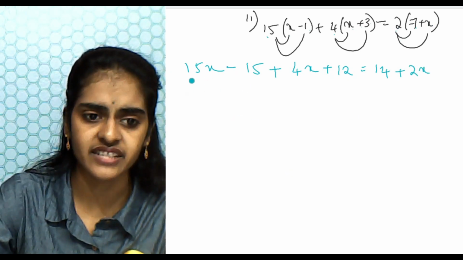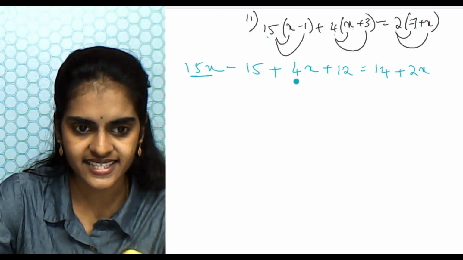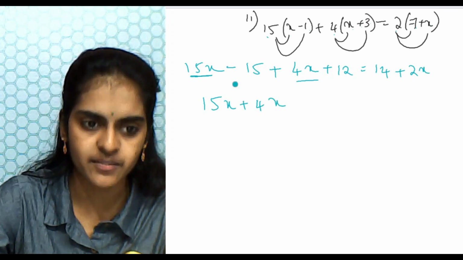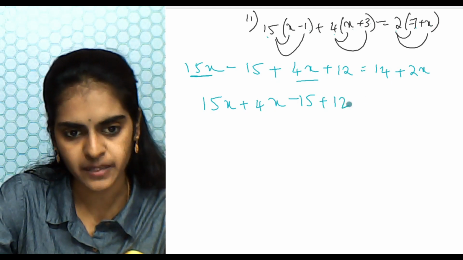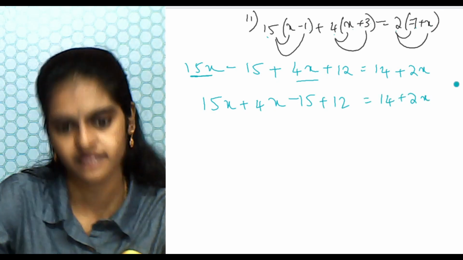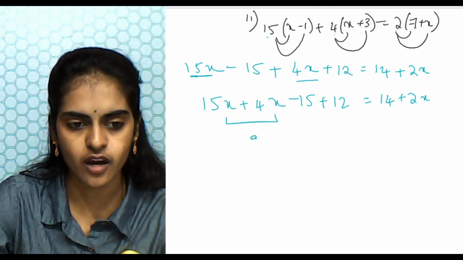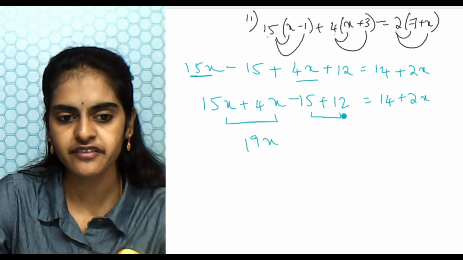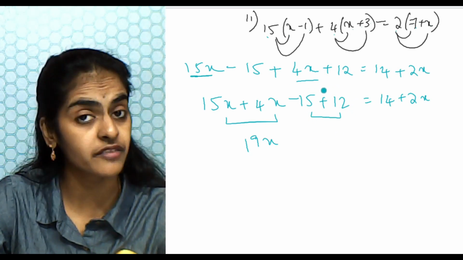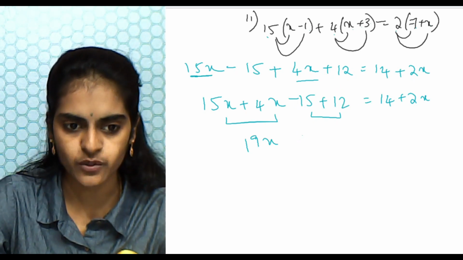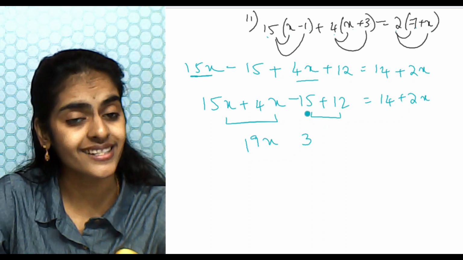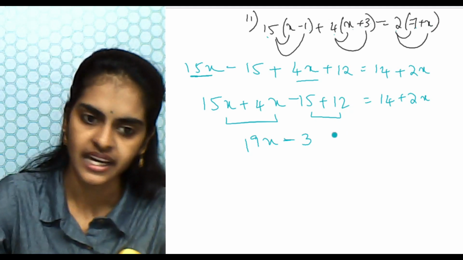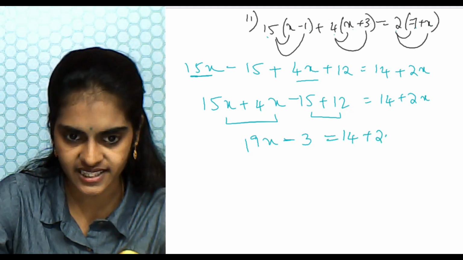Clear? So now you see, firstly let us solve this side. So the x terms are two. Okay, let me bring them to one side. 15x plus 4x. Okay, this minus 15 I'll write it here now. And you have plus 12 is equal to 14 plus 2x. Okay, now 15 plus 4 is how much? 19x. Okay, minus 15 plus 12. Minus 15 plus 12, one negative integer, one positive. So what will you do? You will subtract. Okay, so 15 minus 12 is 3. Now you'll subtract and you'll write the sign of the bigger number. Bigger number is 15. It has a negative sign, so the answer will also have a negative sign. Clear? Is equal to 14 plus 2x.